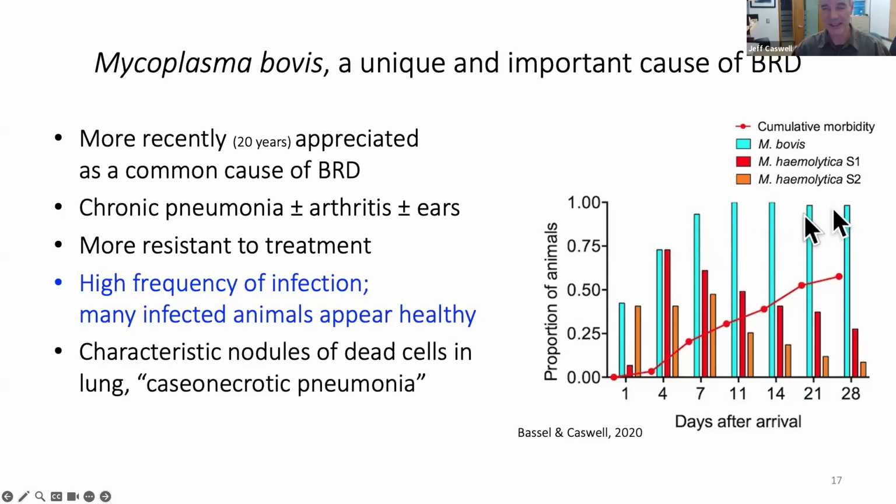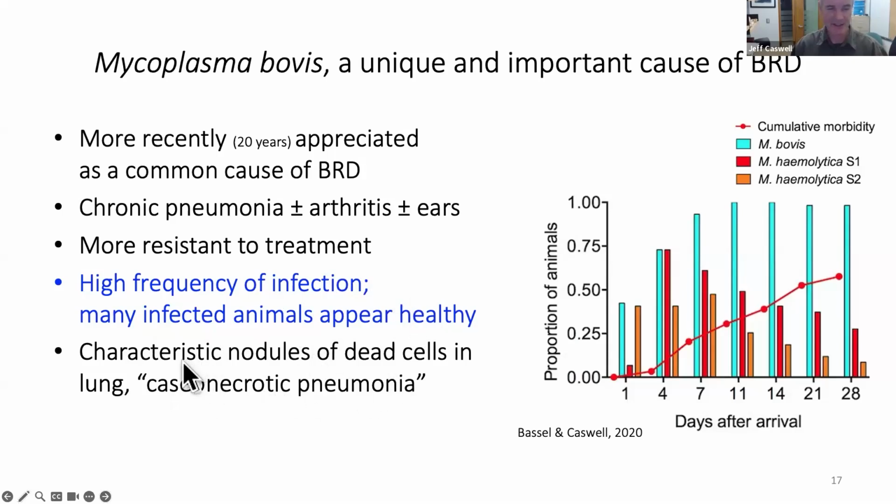And when we look later in the feeding period and try to culture lungs, even from healthy cattle, almost all of them are infected with Mycoplasma bovis. But a very important point is it's only a minority of those infected animals that develop disease, and most infected animals seem to remain healthy. And to me, that's the big puzzle. I would like to know what's the difference between the cattle that are infected but remain healthy and the cattle that are infected and eventually develop disease.